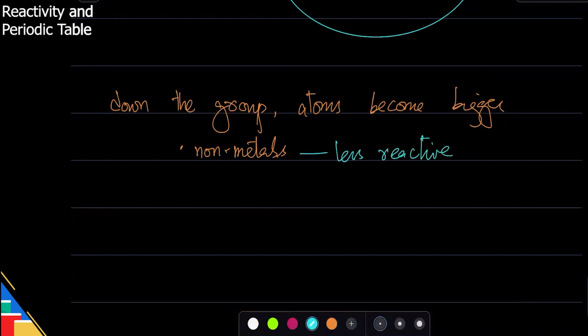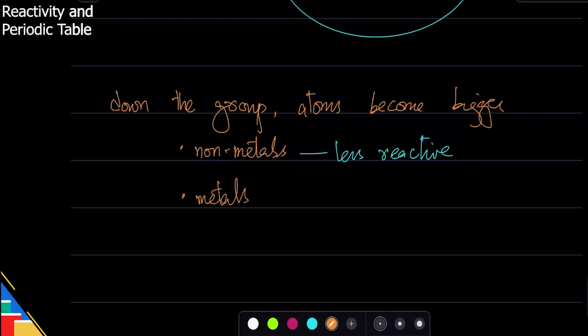So the non-metals at the top are smaller atoms. The ones at the bottom are bigger atoms. The smaller atom is faster. It takes an electron very fast, very little energy required. The atom at the bottom is much bigger. It takes more energy to gain an electron. It becomes less reactive. And about metals, it's the opposite.